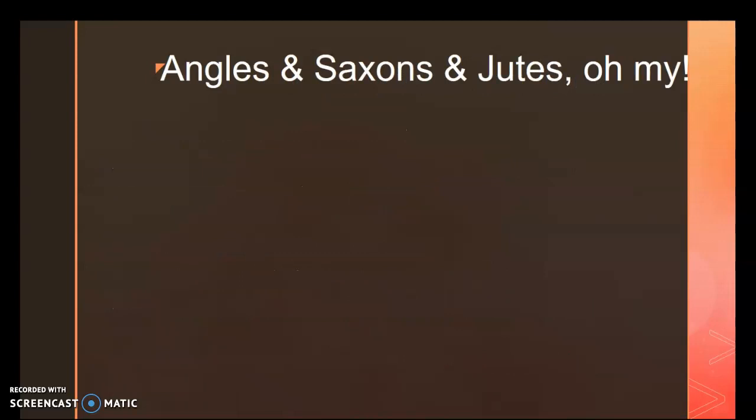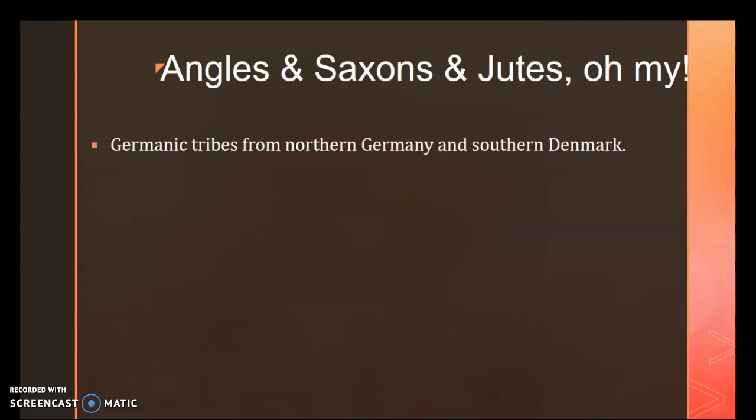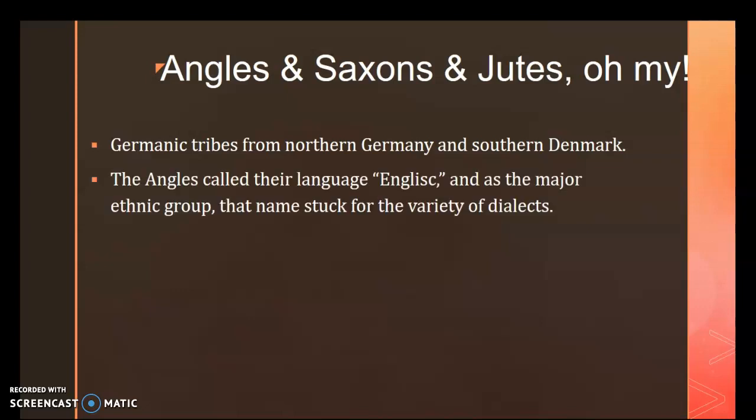Okay? So we won't be differentiating much between these Germanic tribes from northern Germany and southern Denmark. Don't worry about that. Let's focus on the Angles. So the Angles called their language Englisk, and because they were the dominant group, the name stuck for the variety of dialects that would emerge in England.